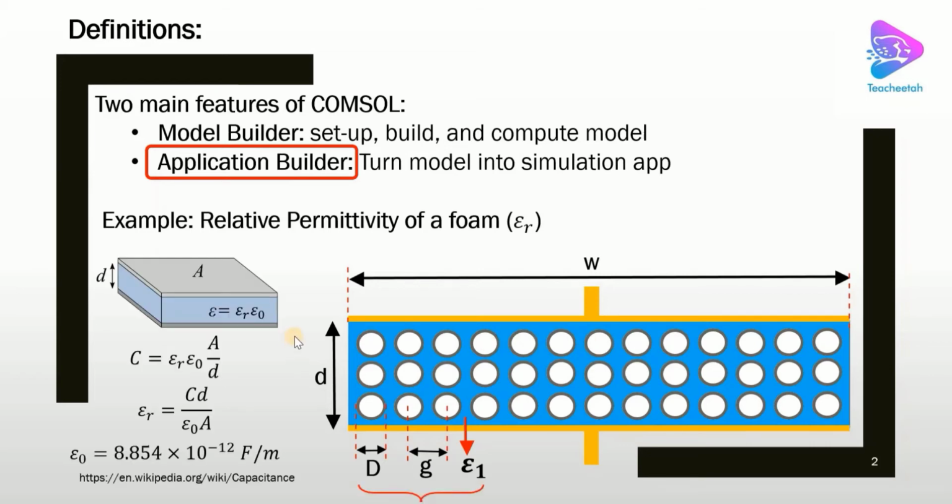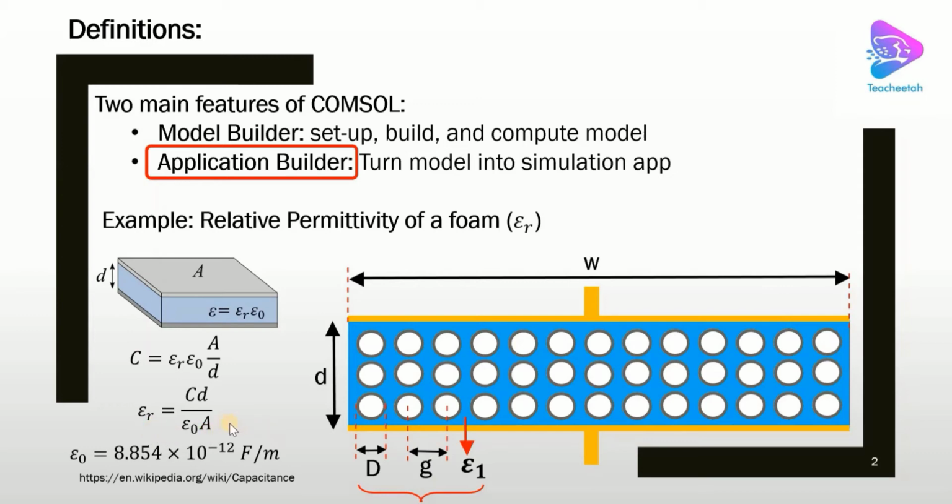For a rectangular shape structure, the capacitance is defined as shown in this formula, in which epsilon r is the relative permittivity of the dielectric material. So epsilon r can be calculated as the capacitance times the thickness divided by the permittivity of the vacuum and the area. The permittivity of vacuum can be found on the internet as this small number. So if we can calculate the capacitance of the structure, we can use this formula to find the relative permittivity of the structure. That's what we are going to do here.